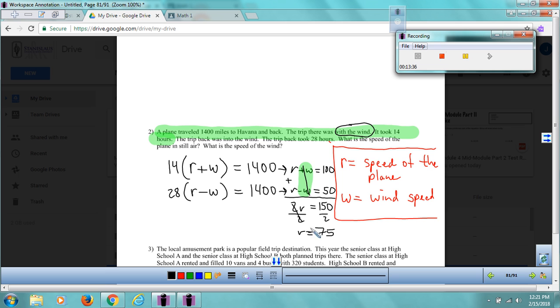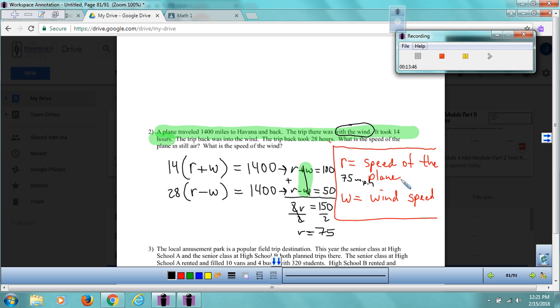Now, what does it mean R is 75? Well, R is the speed of the plane, so it's telling me that the plane is traveling 75 miles an hour by itself. Okay, so it's traveling 75 miles an hour if there was no wind involved. And if you look at the question, it says, what is the speed of the plane in still air? That means no effect by wind. Well, that's 75.